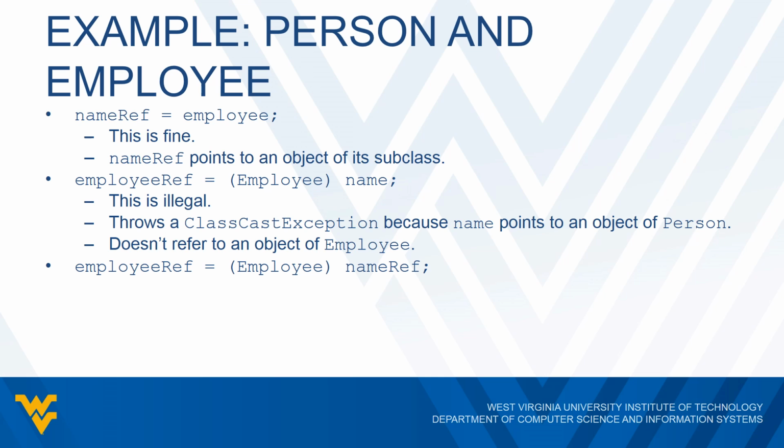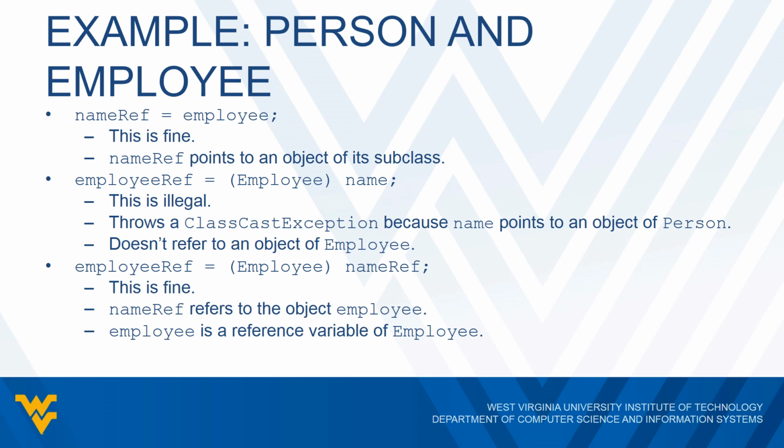Now let's try this line. So we're going to have employee ref point to an object of name ref. And you might think, well, does this work? And the answer to that is yes, this is perfectly fine. But you might think, wait a minute. The second line, employee ref equals name, that's pointing to a person object, but name ref isn't that also pointing to a person object? Well, no, it's not, because if we're following the first line, name ref is actually referring to the object employee, which is of the employee class. So here we're trying to have a reference variable of the employee class point to an object of the employee class. This is okay because employee here is a reference variable of type employee. So we can have the subclass reference variable point to an object of its own subclass.